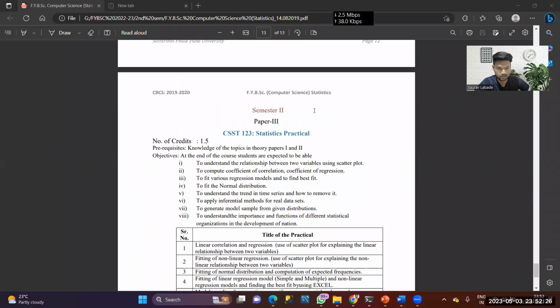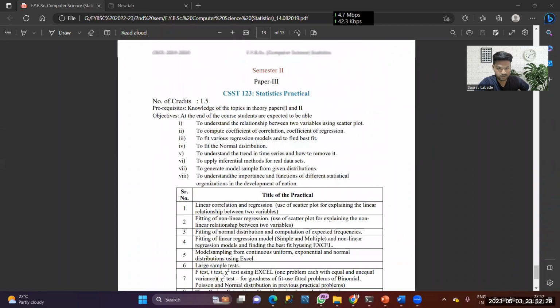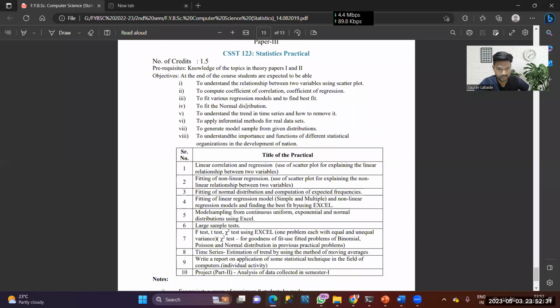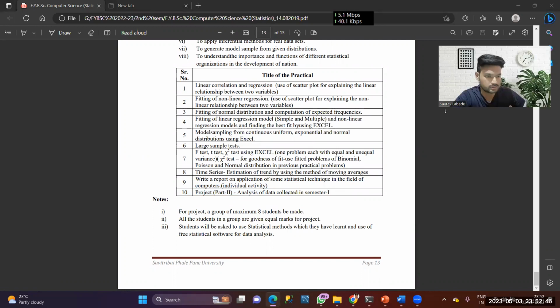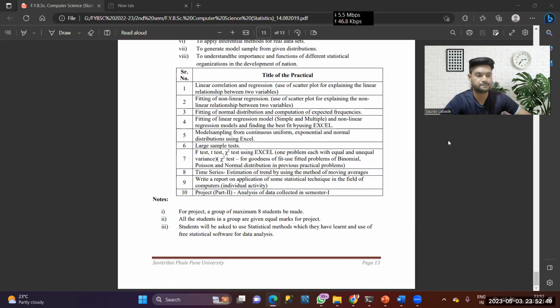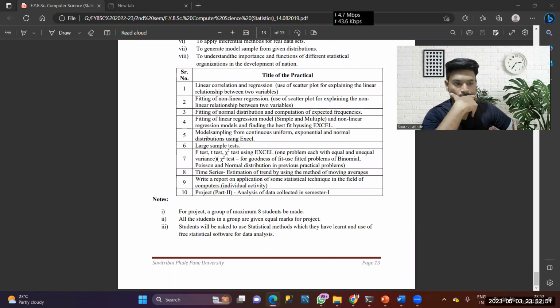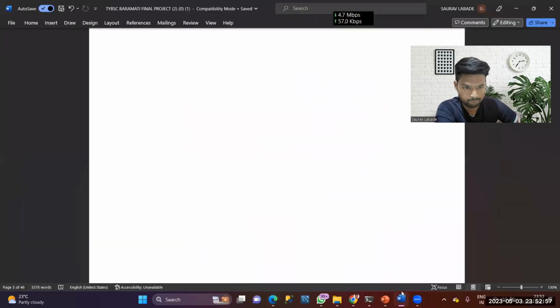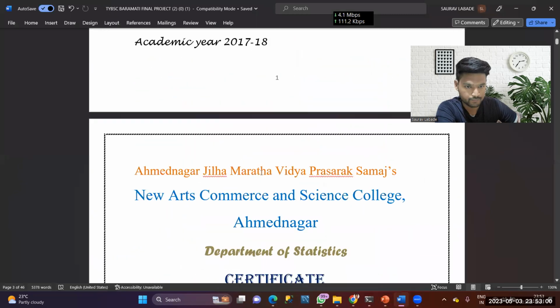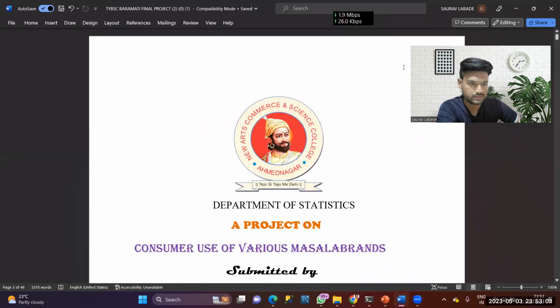Yeah, so this is the syllabus of the practical, and here in this practical you can see the project. In this second semester you have to do the analysis of the data which we collected in semester one. So you can do that here. Now, how can we make the project?